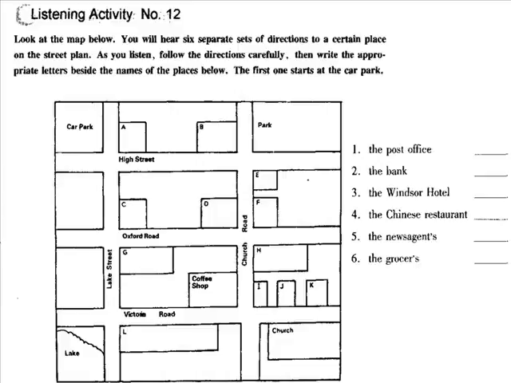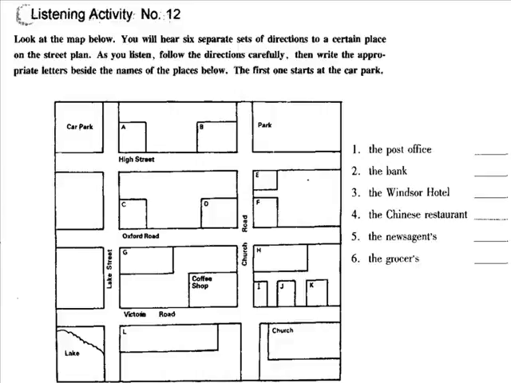Listening activity number 12. Look at the map below. You will hear 6 separate sets of directions to a certain place on the street plan. As you listen, follow the directions carefully, then write the appropriate letters beside the names of the places below. The first one starts at the car park. Find the car park, please.